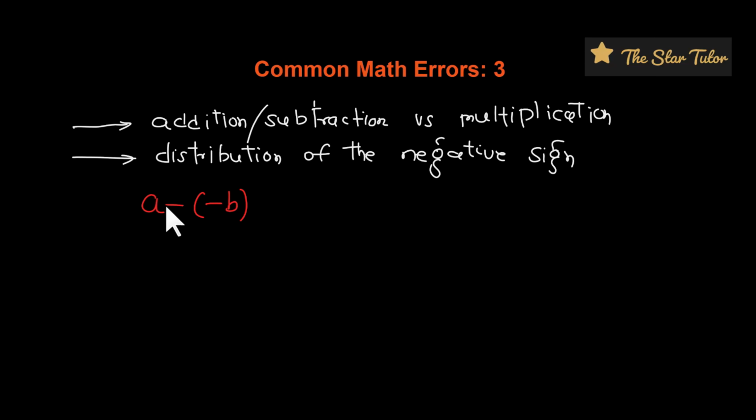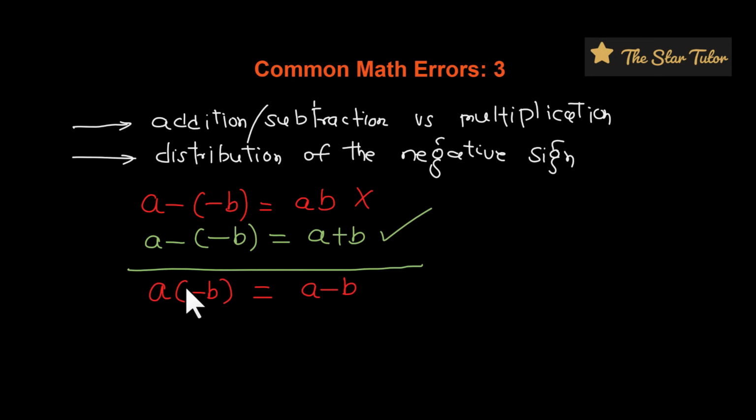Many people mistakenly first multiply a with b and then multiply the two negative signs together to get a positive ab. Well, this is wrong. While this negative sign belongs to b, this negative sign means that you are subtracting negative b from a. So distribute the negative sign to get a plus b.